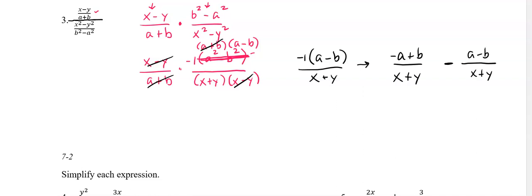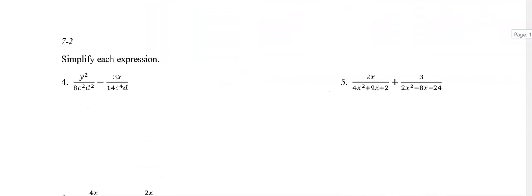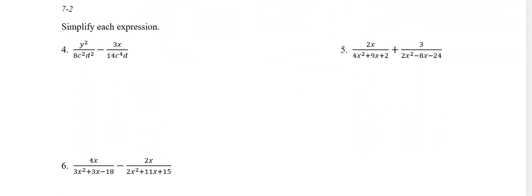Anything along those lines, if you just want to be safe and just list out whatever doesn't cancel becomes your final answer, that's fine with me. So that's your answer for number 3. So make sure you're ready to do some factoring on this test. It's going to be very important.